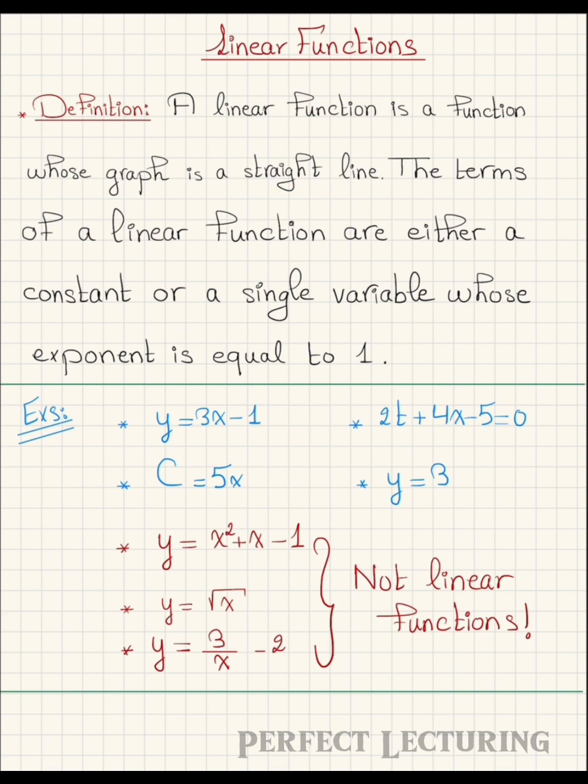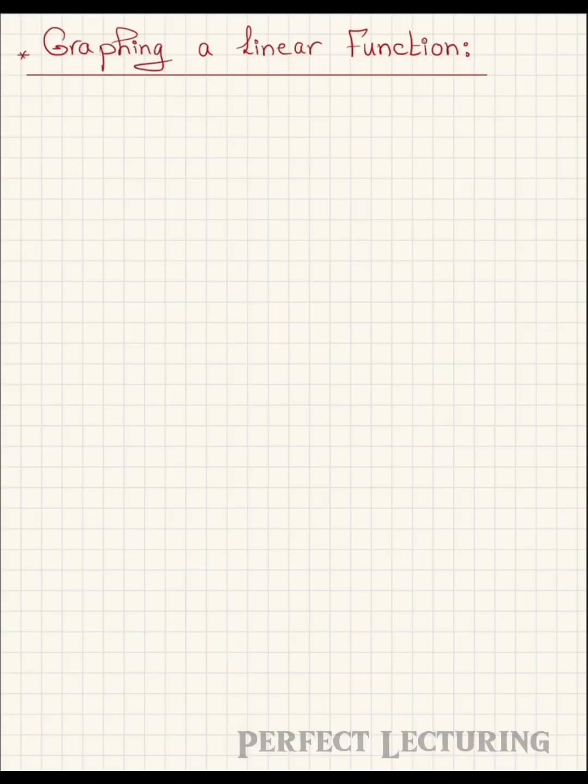However, the other functions in red are not linear because, for example, in the first function you have a term whose exponent is 2. In the second function, you have square root of x, so that's x to the power of half. And in the third example, you have 3 over x, which is 3 times x to the negative 1. Now, how do we graph a linear function?